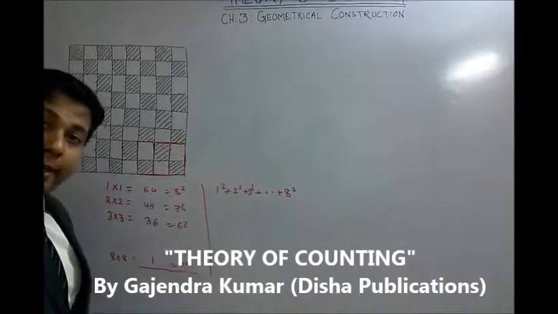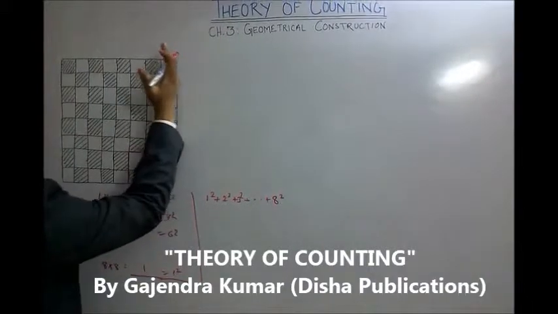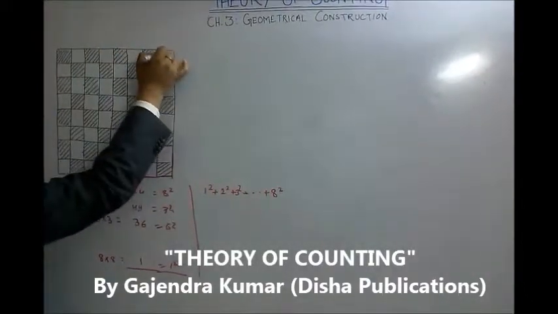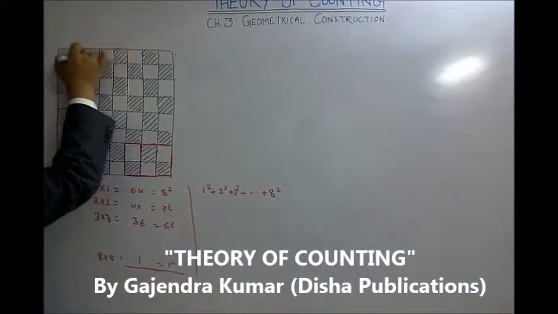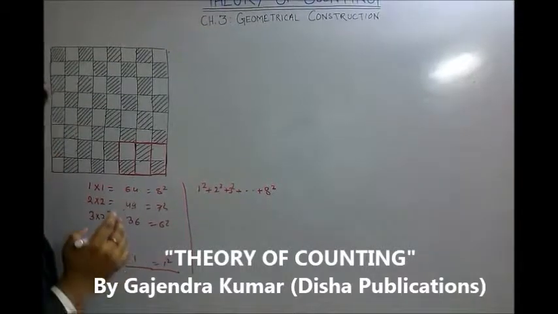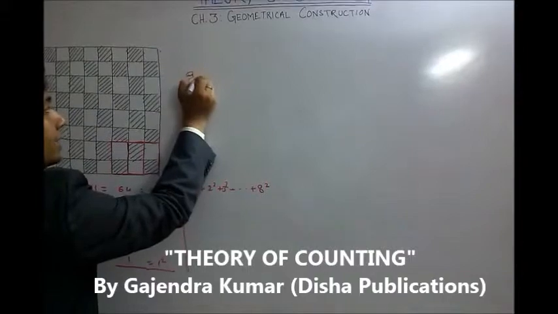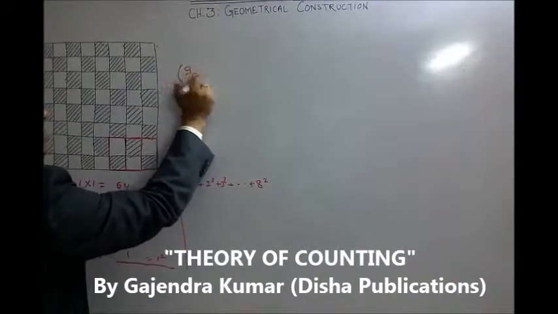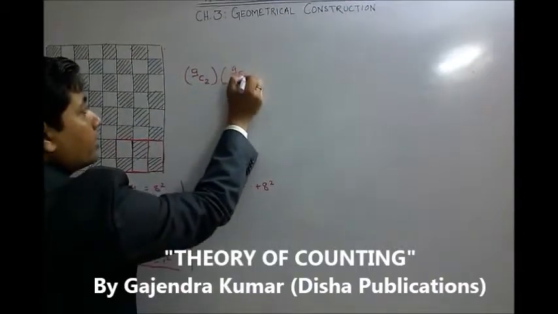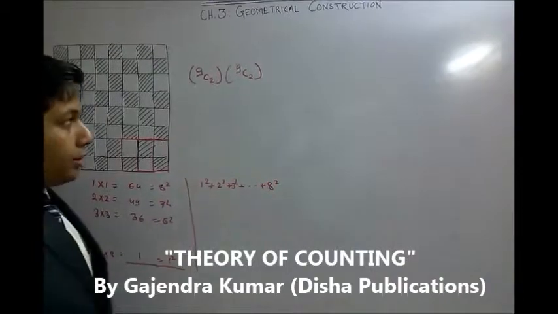But if I ask you the total number of rectangles, not the squares, rectangles. For this, just have a look at how many vertical lines we have. Since there are 8 squares, we have 9 vertical lines: 1, 2, 3, 4, 5, 6, 7, 8, 9. Similarly, we have 9 horizontal lines. To draw a rectangle, we need 2 horizontal and 2 vertical. Out of 9, how many ways can we select 2 vertical? 9C2 ways. And how many ways can we select 2 horizontal? 9C2 ways. So the total number of rectangles in a chessboard is given by 9C2 into 9C2.